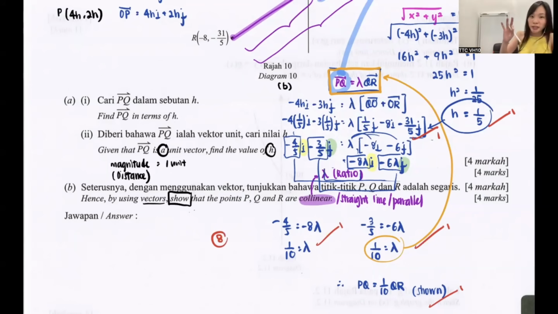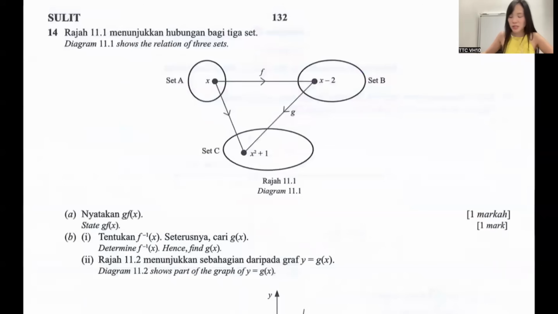5, 4, 3, 2, 1. I feel like this paper is quite easy. 2024 is quite doable, I would say. It's all basic. It's just testing whether your basics are strong enough or not. So question 14, diagram 11.1 shows the relation of 3 sets. Relation, Form 4, Chapter 1.